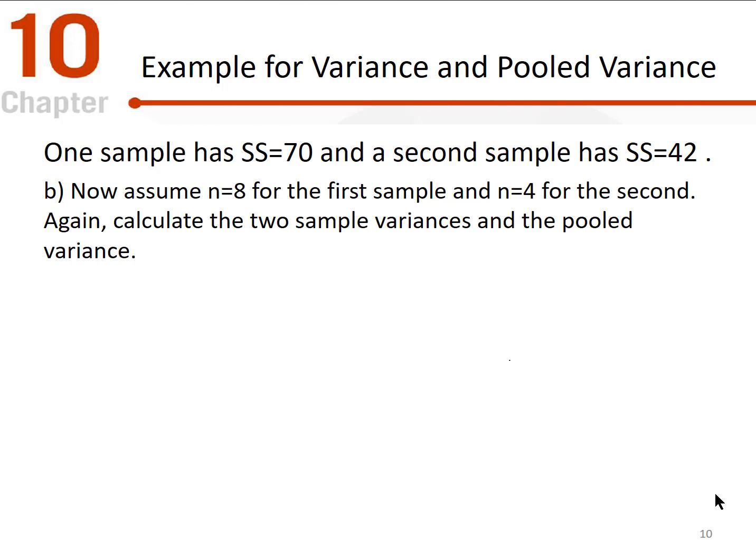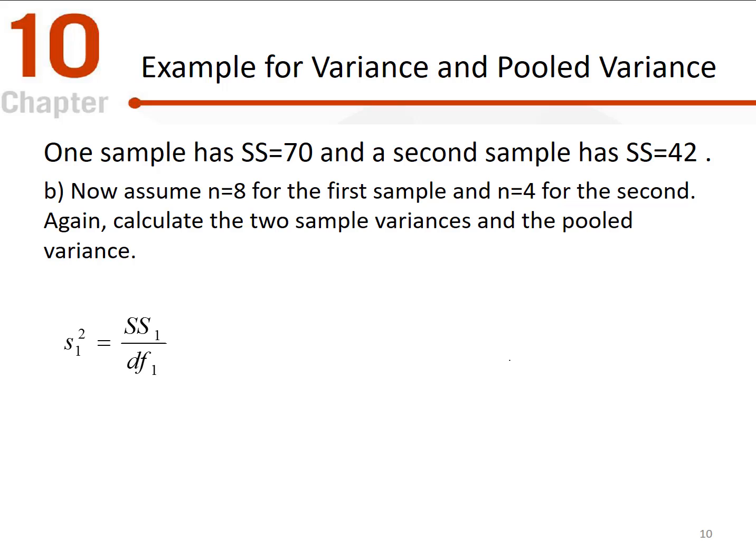Now let me show you with B how sample size matters. So again, we have a sample that has the sum of square of 70 and the second sample sum of square of 42, so that didn't change. But now assume that the first sample has an n of 8 and the second sample has an n of 4. Again, calculate the two sample variances and the pooled variance.